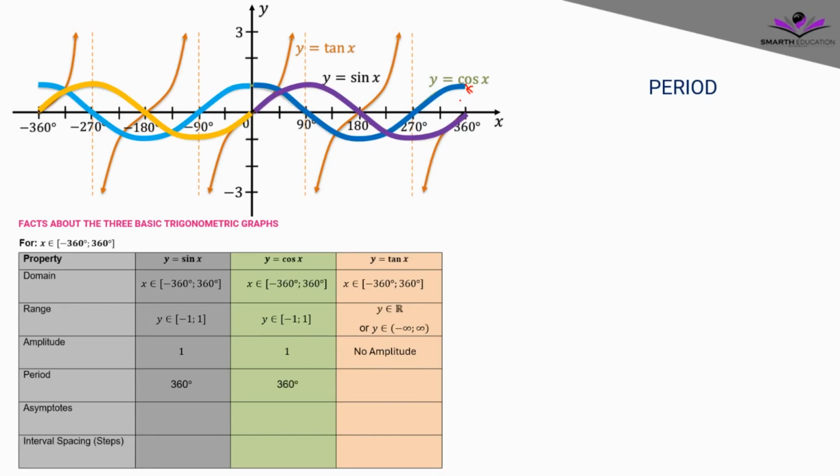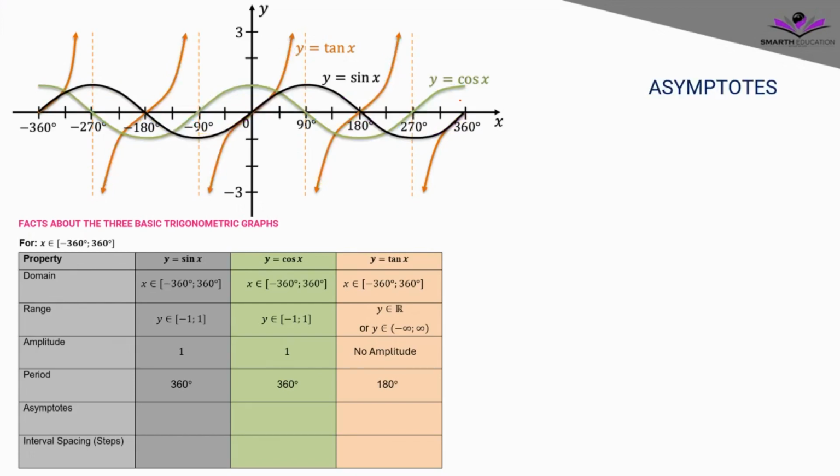And then, what about y = tan x? Let's check our brown graph here. We have this part. That's a complete cycle. From negative 270 to negative 90, how many degrees is that? That's 180 degrees. Then it repeats itself from negative 90 to 90, that's 180 degrees. So the graph repeats itself every 180 degrees. For y = tan x, the period is 180 degrees.